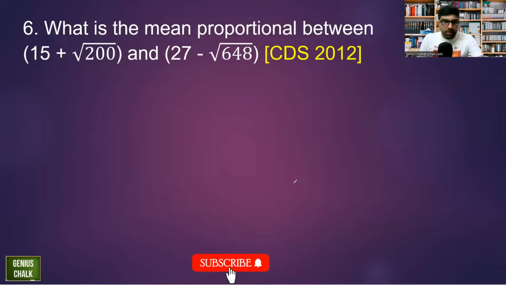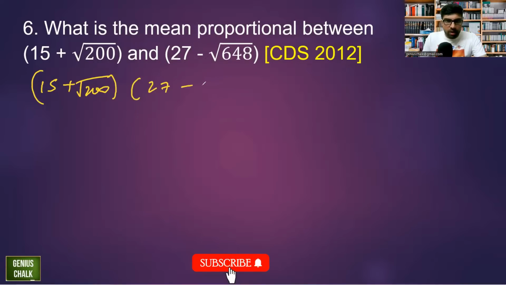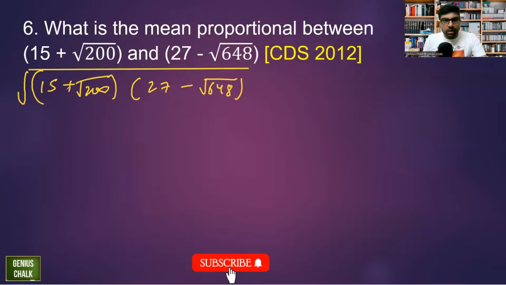Right? Now let's apply that. So here we have the numbers 15 plus root 200 and 27 minus root 648. Basically we have to multiply these two, and this complete product will go in the square root. This is what we need to do in this question. But before that, let's make it easy, because in the actual method, as we have done earlier, I directly multiplied 15 into 27 and so on. But this can be made easier. That's why I'm again discussing this question, just to give you a way out.